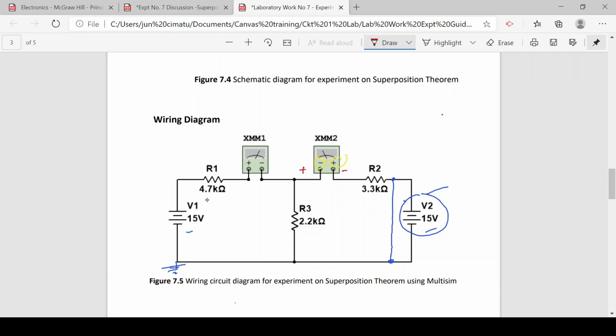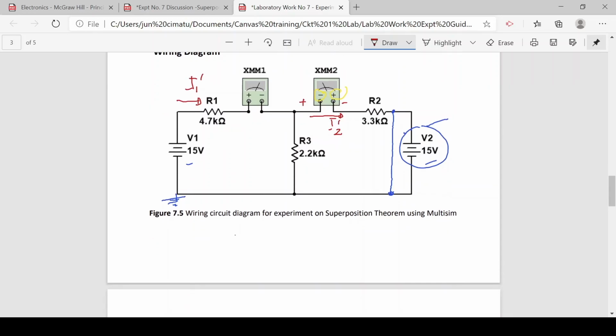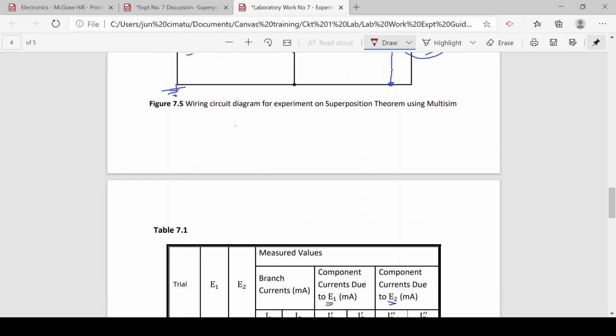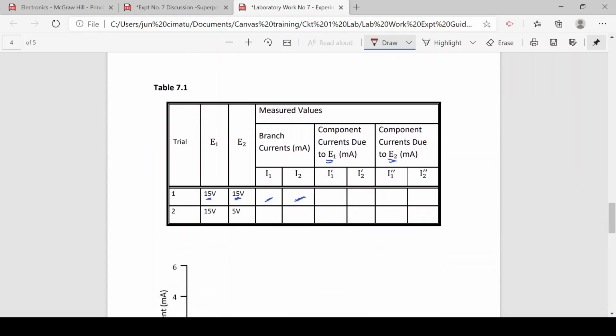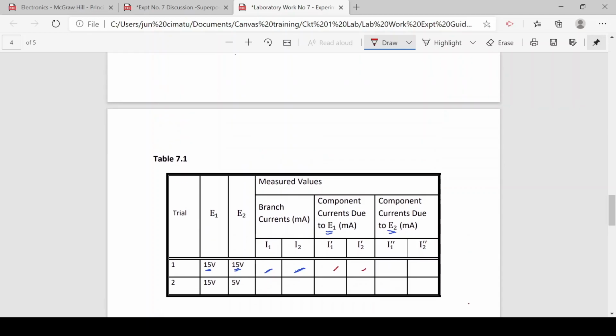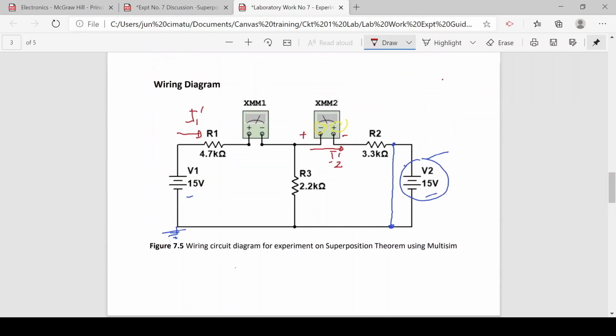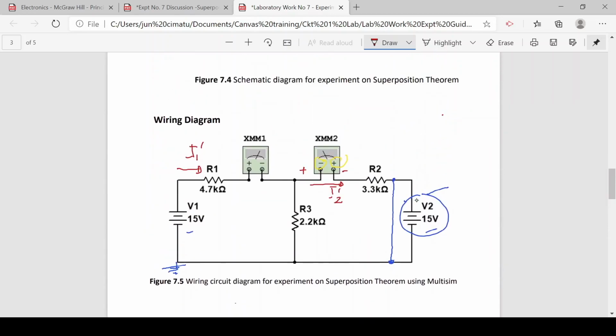And the component currents due to B1 would flow. This is I1 prime, and here is I2 prime. You would record that for the component currents due to E1, I1 prime and I2 prime. Again, still for the 15 volt source.